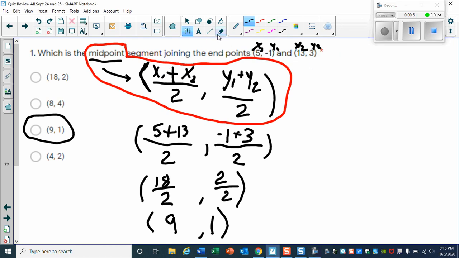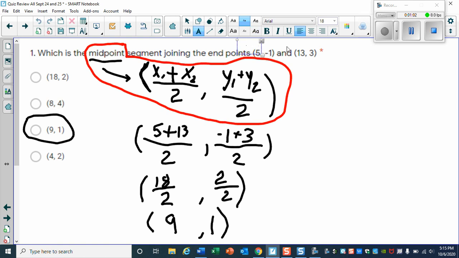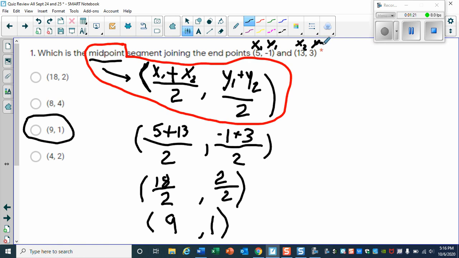Again, label your points. I'm going to do that up here just so everybody sees that it's key. Label your points. So 5 is x1, and the -1 is y1. 13 is x2. 3 is y2. So anytime you have 2 pairs of points, label the first one x1, y1, second x2, y2.